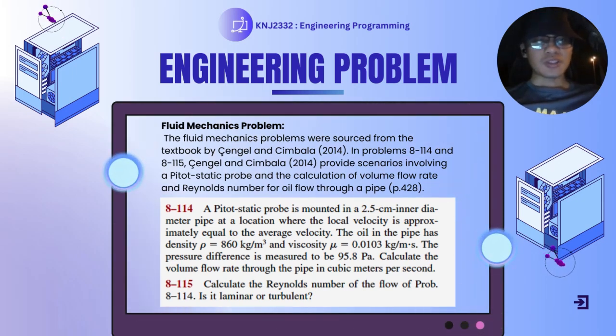The pressure difference is measured to be 95.8 Pascal, and we calculate the volume flow rate through the pipe in cubic meters per second. The second question involves calculating the Reynolds number of the flow in the problem above and stating whether it is laminar or turbulent.